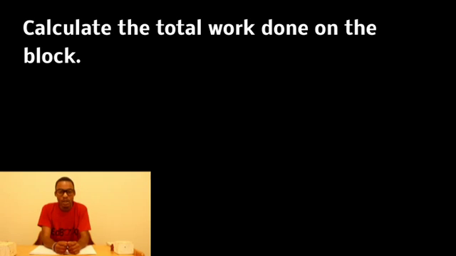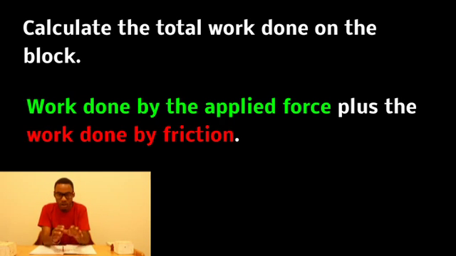So overall, if we were to calculate the net work done on this object, the total work done on this object, it would be all the work done by all the forces acting on the object, okay? All the forces that are doing the work on the object. So the forces that are doing work on this object, the applied force and friction. We don't consider gravity because gravity is perpendicular to the motion of an object. We don't consider the normal force because the normal force is perpendicular to the motion of the object.